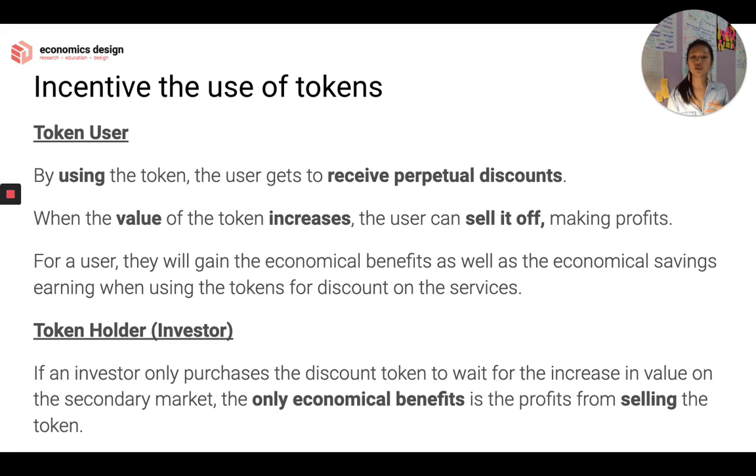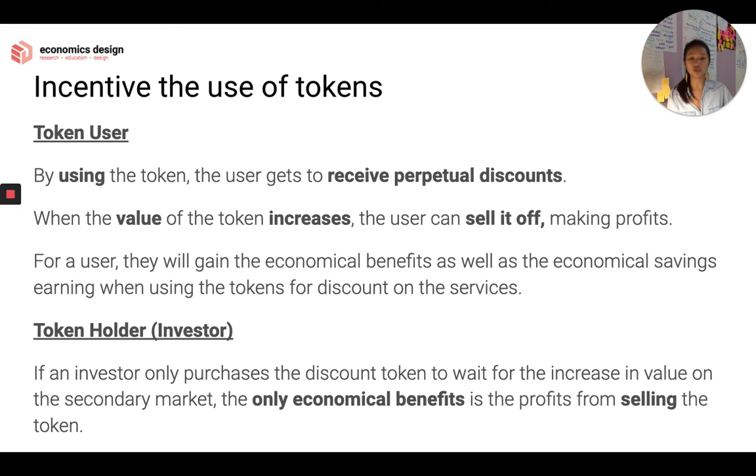So by using the tokens, the user will always get perpetual discounts. So that's a value there. The value comes from using it, and then you get discounts of value. Then you get value again when the token prices increase, and then you sell it off to make profits. That's the second value. So for a user, you have values in 2 ways. You get economic benefits, which is the difference in prices when you sell it off, and economic savings, which is you get discounts. Whereas for a token holder, just an investor, you're just holding the New York taxi medallion just to wait for it to increase in prices.